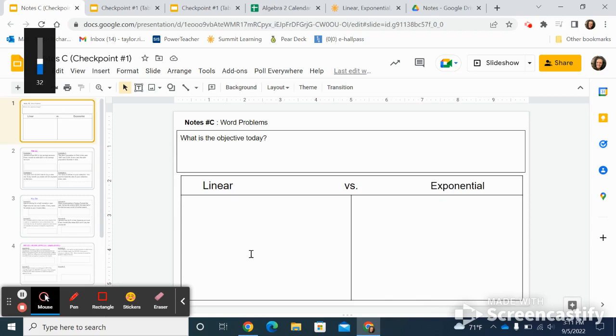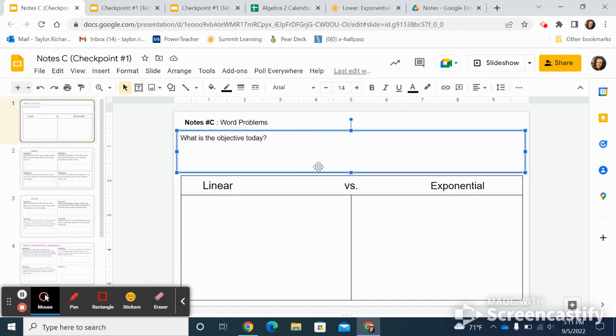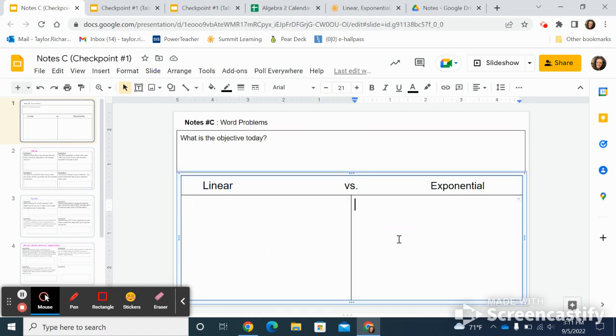Hi everyone. This is the video in case you missed or you want to review note C, and we are still working towards checkpoint number 1. So this first slide, I'm going to show you the objective that you can type in the first box, and then I'm going to give you 2 rules, one for linear, one for exponential.